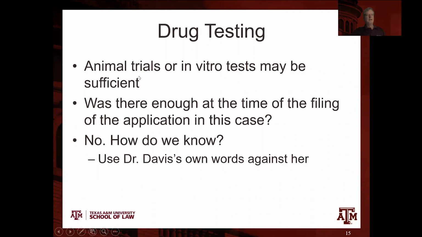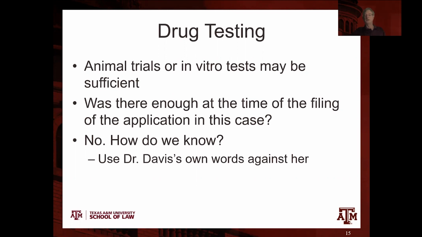And so animal trials, in vitro, in vivo testing is animal trials. In vitro is sort of test tube testing of cells grown in the lab. Those might be sufficient. But again, the court doesn't have to lay down the exact rules. All the court has to say is this is not enough, and then not resolve some future case where we have animal trials or in vitro tests. So all I have to say is there's not enough at this time. And how do we know? Well, we go back to the prosecution, the file wrapper, and we use Dr.